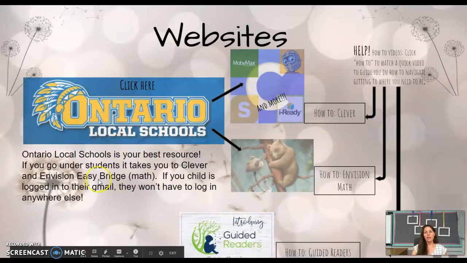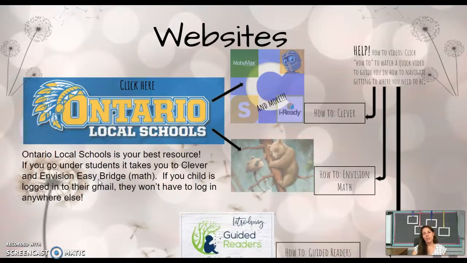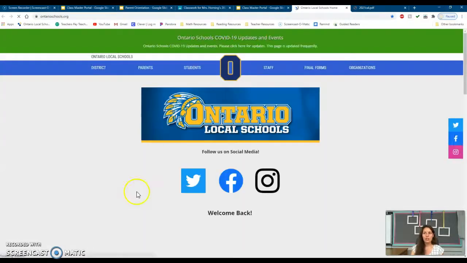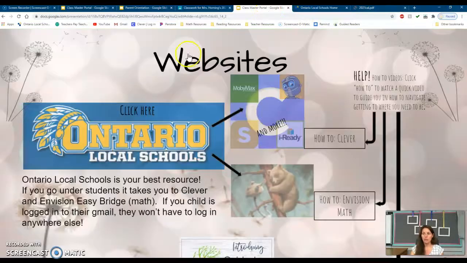So I want you to know that the most important thing is Ontario local schools. If you go to this website, you will be able to get to the 2 main things that we will be using. The other thing we're using is called Guided Readers. I don't have the class set up in there yet. I do have it purchased. You might be able to click on something and view it at this moment, but you won't be able to enter in as a student at this moment. But if you can get here to Ontario schools, then there's a how-to video that shows you how to link onto all of those things.